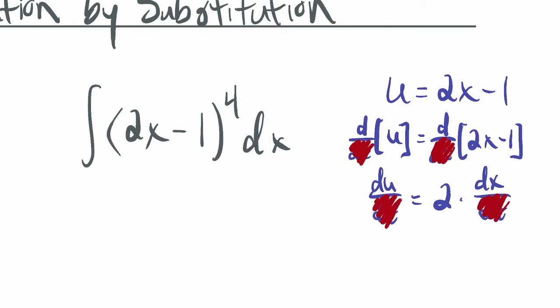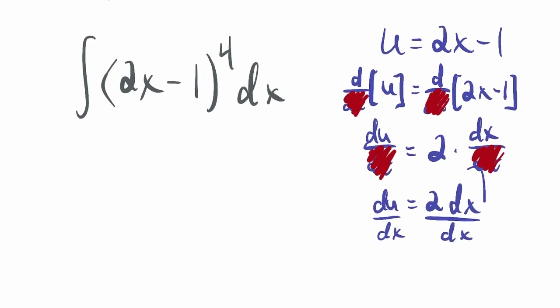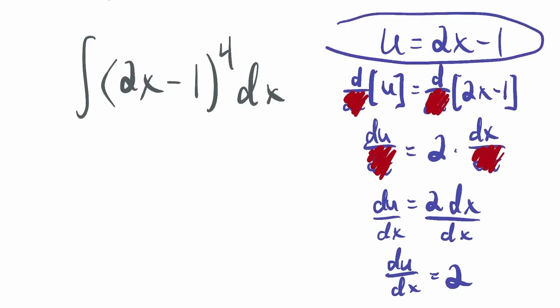So what I have is du equals 2 dx, okay? And notice that this 2 is just the derivative with respect to x of the function. And if I wanted to at this point, I could divide by dx on both sides. Okay, so then the dx's on the right would cancel, and I would have du dx equals 2. Which, of course, it does. If you just find the derivative of this equation with respect to x, right, du dx would be 2.